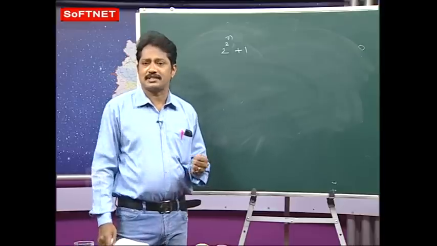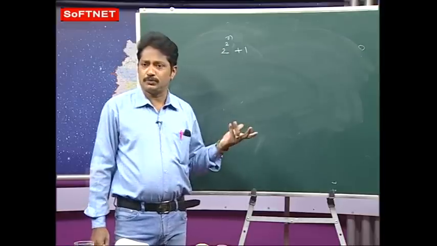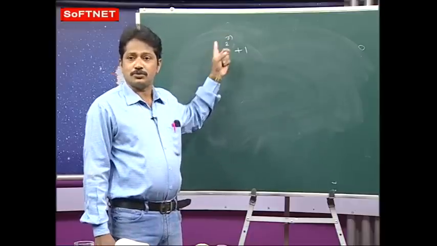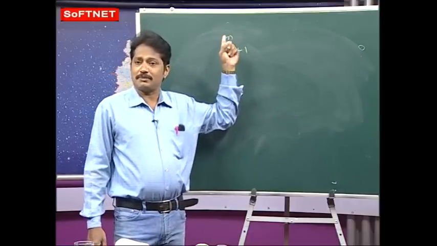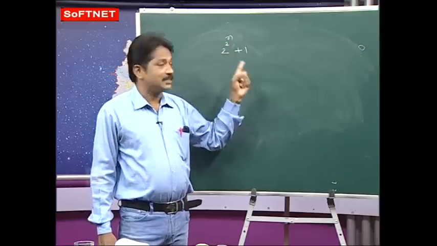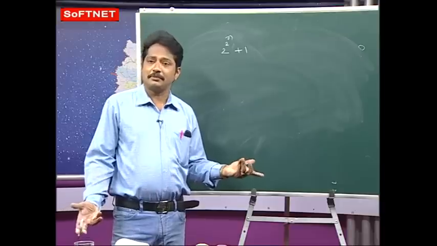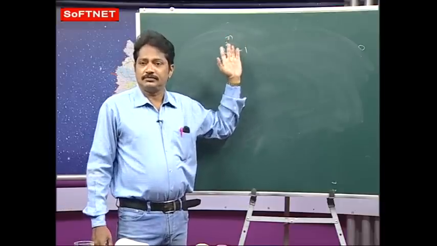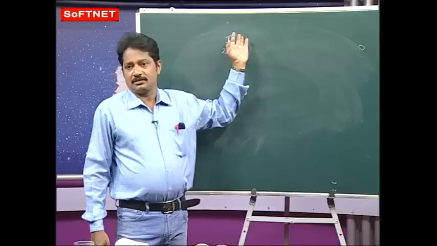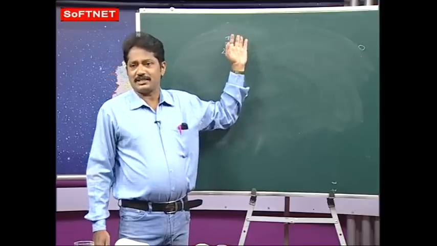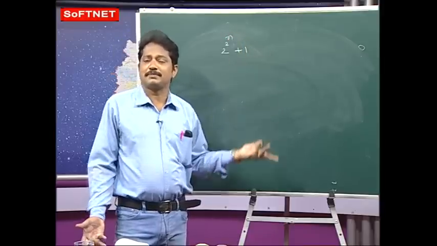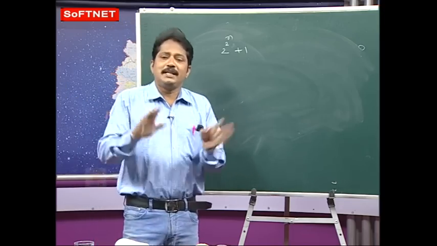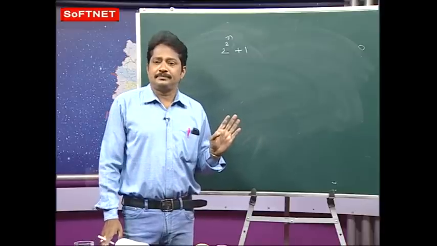So they substituted n equal to 1 first. 2 square is 4, 4 plus 1 is 5, correct? Say n equal to 2, 2 to the power of 2 to the power of 2, 2 square means 4, 2 power 4 is 16, plus 1 is 17, a prime number, accepted. They go for 3, 2 power 8, correct? 2 cube is 8, so 2 power 8 is 256, plus 1 is 257, a prime number. Then they stopped. Everyone believes that it's a prime number, correct?